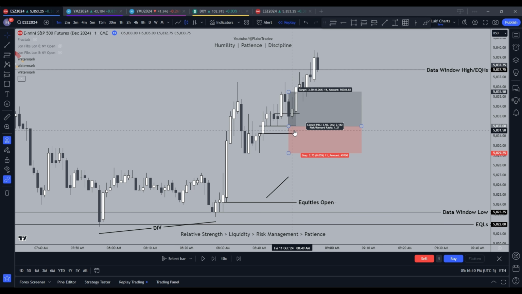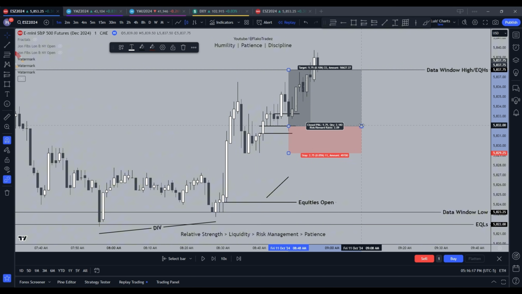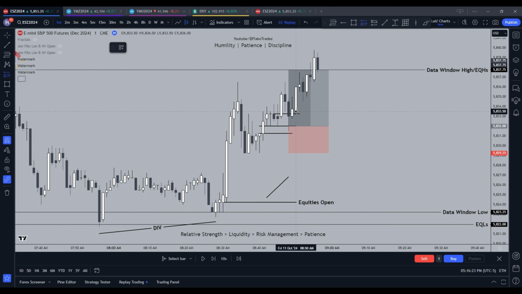For this entry, I went in right under these lows, set my stop loss under these lows, targeted the highs, which gave me a 2-to-1. But on top of that, I also made a second entry on the NCE, where I had an even tighter stop loss, which also gave me a 2-to-1.